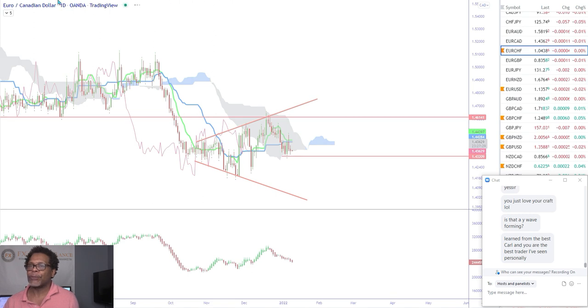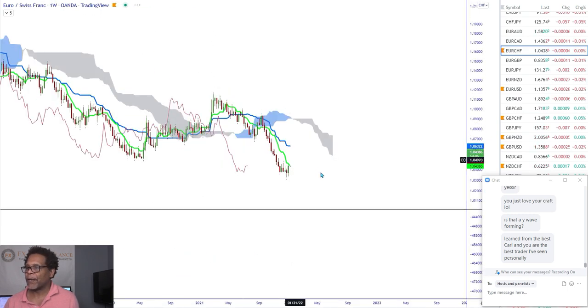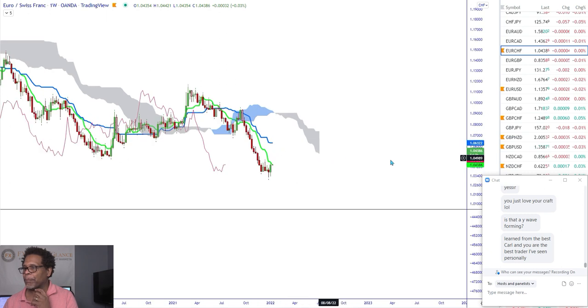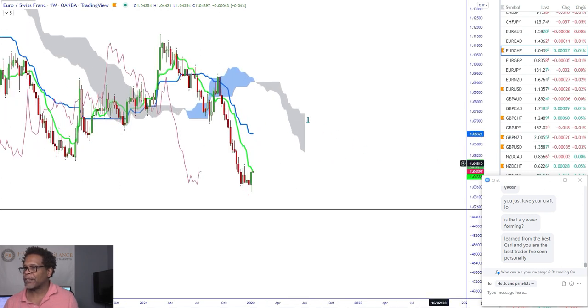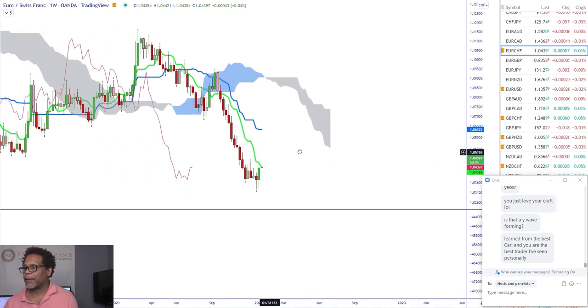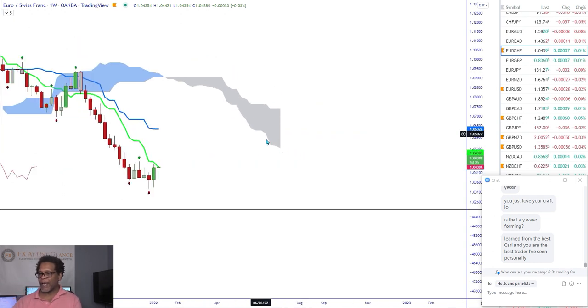All right, let's get the Euro Swiss Franc. Let's go to the weekly time frame. Weekly time frame starting to get a gap here. And this is what I'm starting to see, this cloud is getting big. But the only thing is, Span A is still aiming to the downside. Span B is flat. So we may have found a bottom.